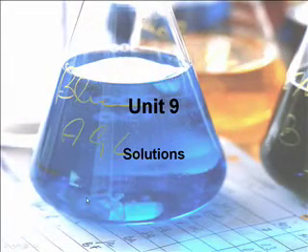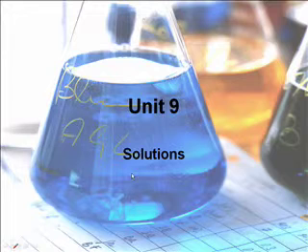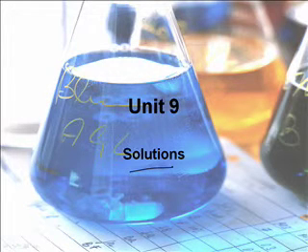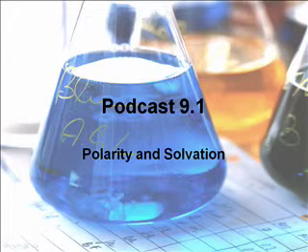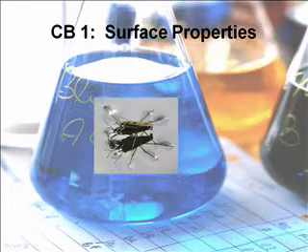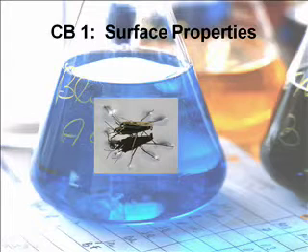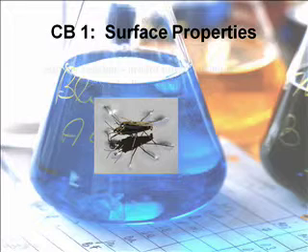Alright, now back on the screen here, we've got solutions. So let's learn about solutions. Podcast 9.1, we're going to talk about polarity and solvation. Okay, so this is an important thing. And we're going to talk about some surface properties. Notice I have some skeeter bugs.